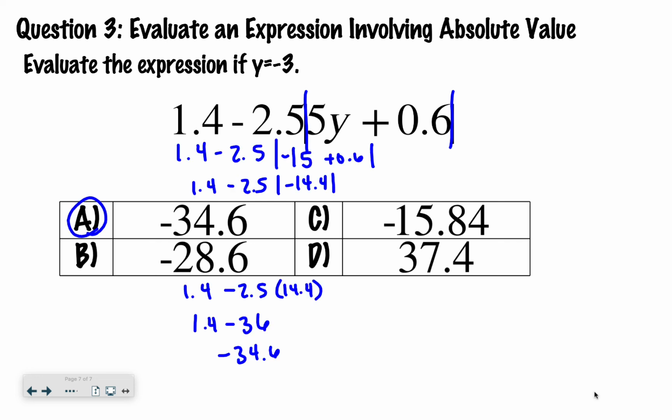All right, and for this problem, hopefully when you plugged that -3 in, you said you had a -15 inside that absolute value, and then it became a -14.4, and the absolute value of -14.4 is just positive 14.4. And then you can see my work. I showed each step, and I ended up at -34.6.